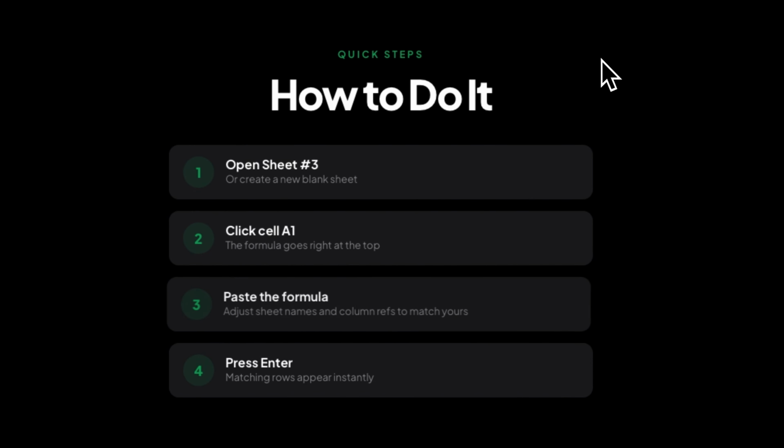So to recap the steps, step 1, open sheet 3 or create a new blank sheet. Step 2, click on cell A1. Step 3, paste the formula. I've put it in the description so you can just copy it. Step 4, press enter and that's it. Your matching rows will appear instantly. Just make sure you adjust the sheet names and column references to match your own spreadsheet.